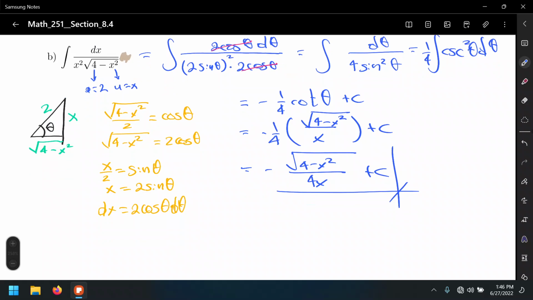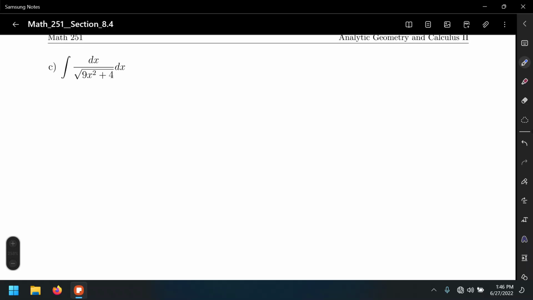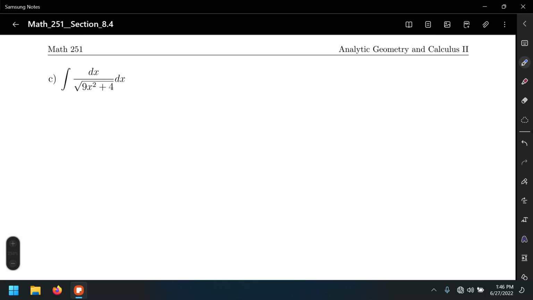All right. Let's look at the next exercise on the next page. Letter C, the integral of dx over 9x squared plus 4. All right. What do we have this time? How is this problem different from the previous two that we just did? The x has a coefficient. That's number 1. Anything else?